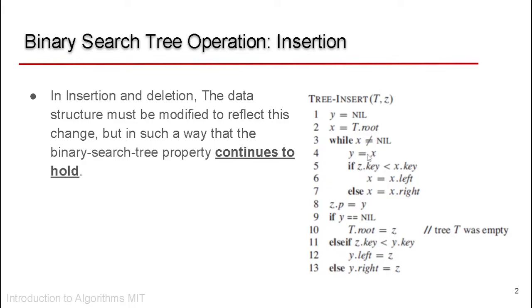So we reach the end of this while loop when x equals null. That means we reach the leaf, the final node in a tree. This is the area where we should insert the node, because let's draw a simple example, or let's see an example.